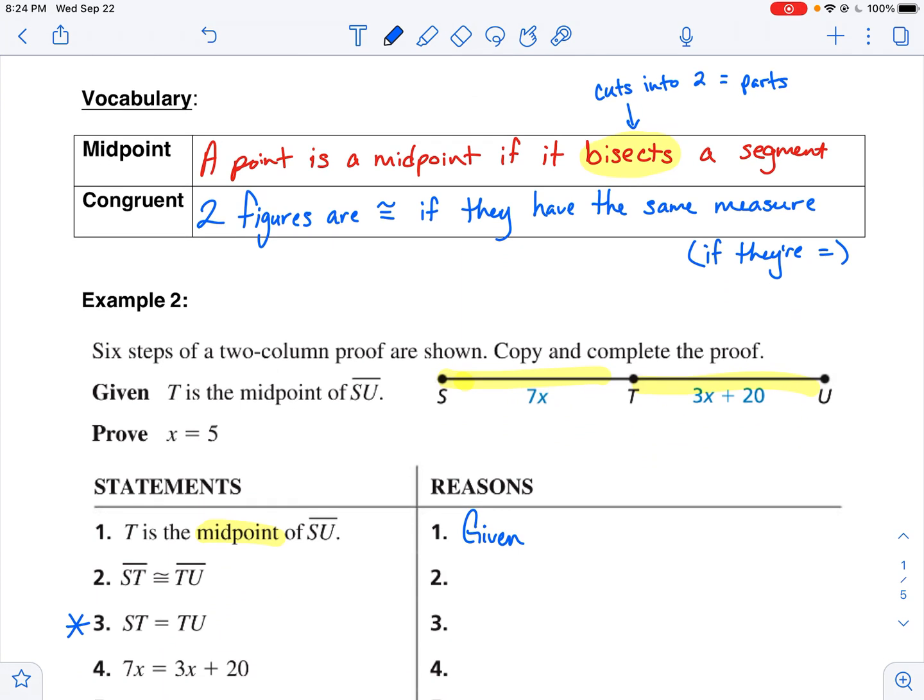So some more vocabulary that you need to know. A point is a midpoint if it bisects a segment or cuts it into two equal parts. And the definition of congruence is that two figures are congruent if and only if they have the same measure, if they're equal.